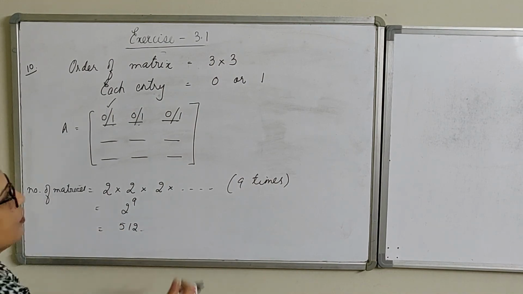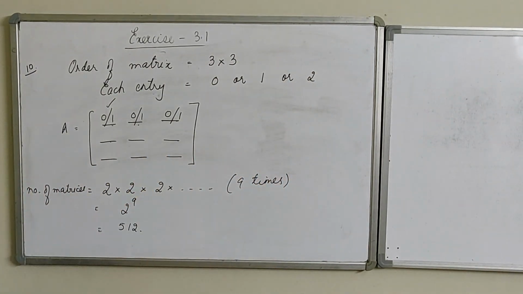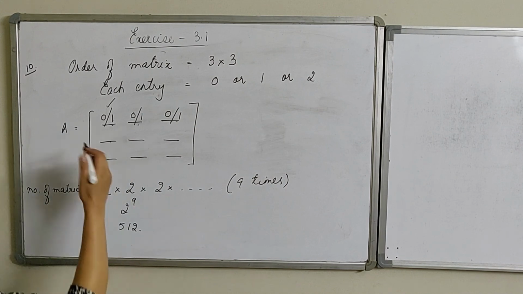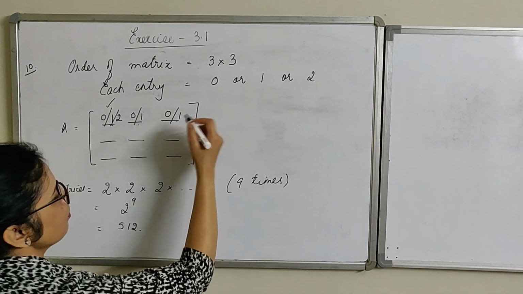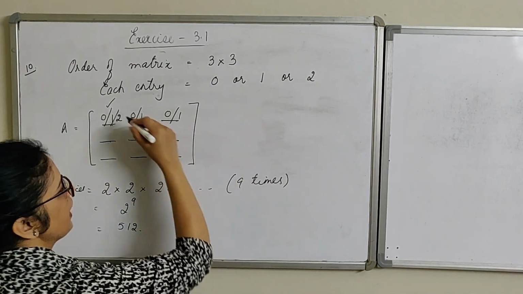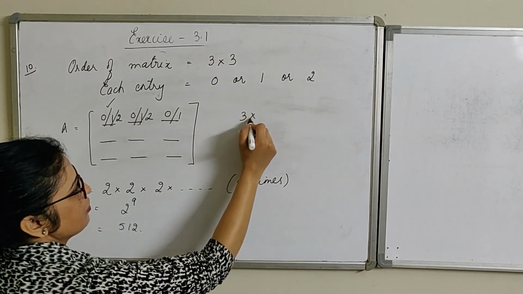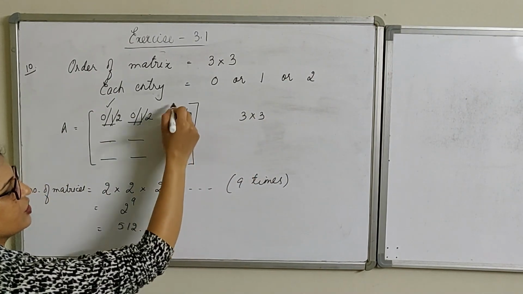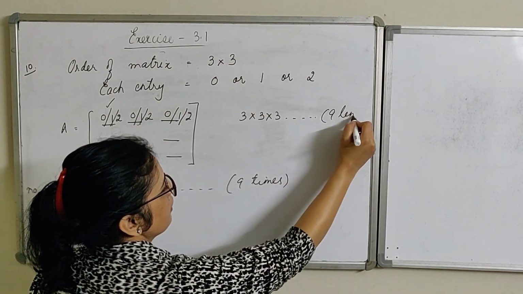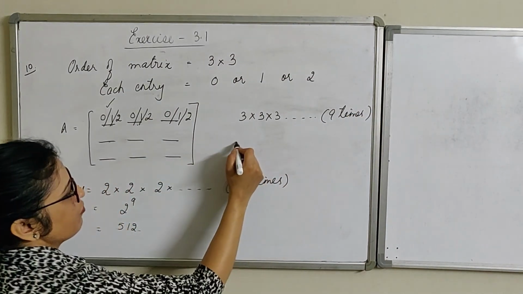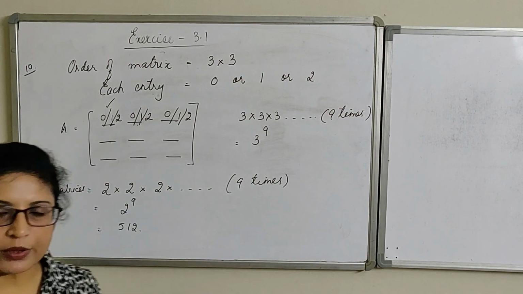If we change the question and we decide that each entry can be either 0 or 1 or 2, then the first element can be either 0, 1 or 2. So these 0, 1 or 2 can be arranged at this place in three ways. 0, 1 or 2 can be arranged at this place in three ways. Likewise for all other places, we have 9 such elements, and the number of matrices in that case would be 3 to the power 9. So with this we end this lecture.